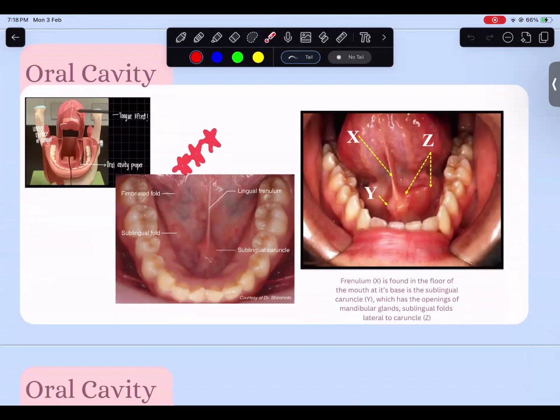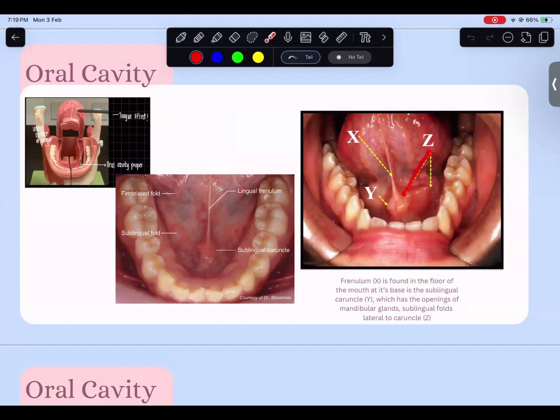And yeah. Coming on to this picture, very, very important. Learn it like your name. This is so important to know. So here, X is basically the frenulum, which is found at the floor of your tongue and connects the tongue to the floor of your mouth, okay? The frenulum is a really frequently asked question in the OSPE as well. So you need to know this, okay?